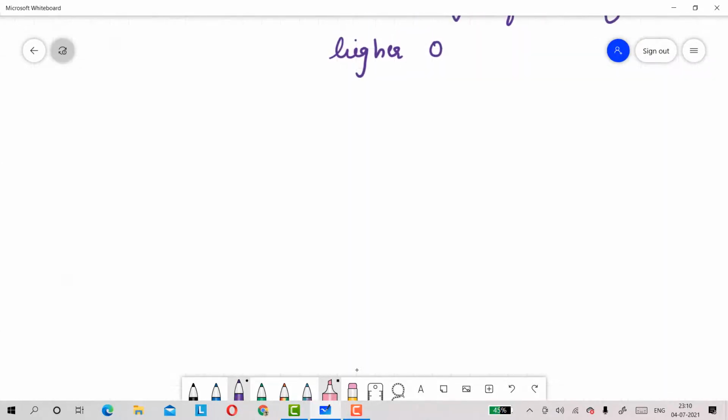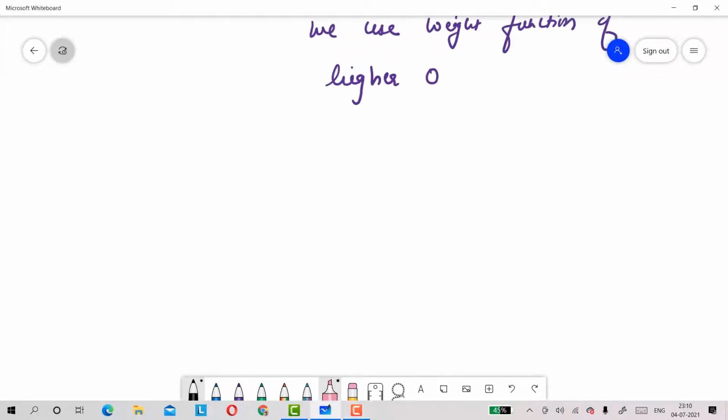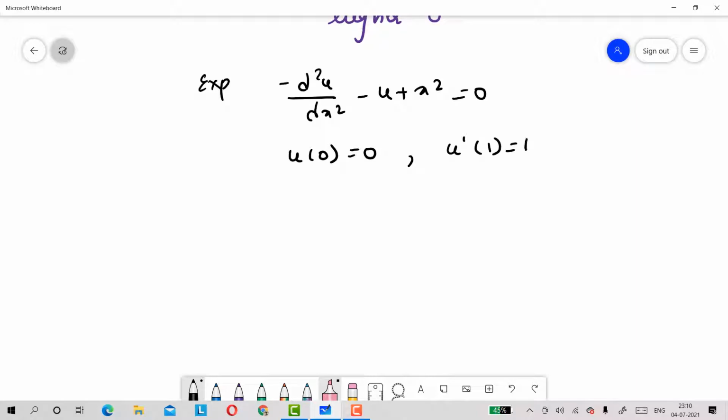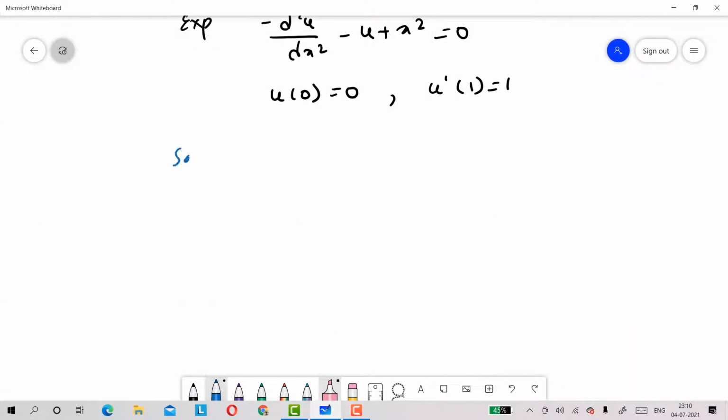So basically we will understand these things with a question. So just discuss it here. Let's take an example. The example is minus d square u over dx square minus u plus x square equals to 0. Here the boundary conditions are u(0) equals to 0 and u dash (1) equals to 1. So these are the boundary conditions.